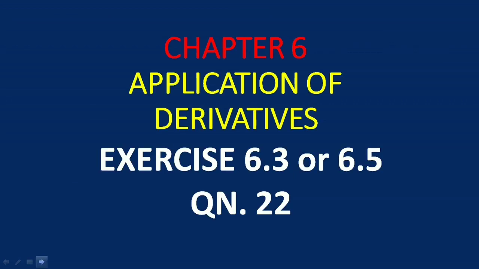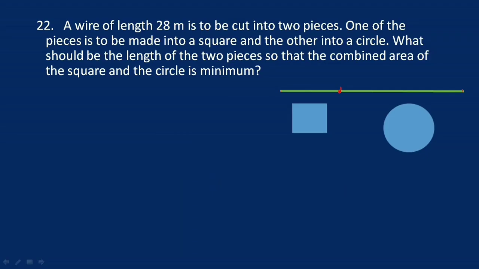Question number 22. A wire of length 28 meters is to be cut into pieces. One of the pieces is to be made into a square and the other into a circle. What should be the length of the two pieces so that the combined area of the square and circle is the minimum? So we have been given the length of the wire, that is 28 meters.